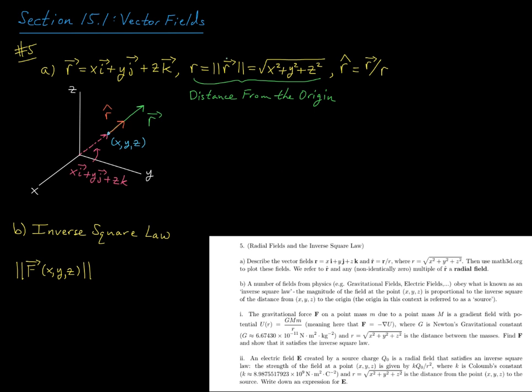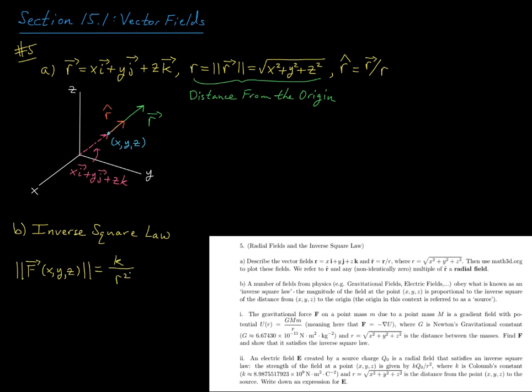All right, so now the distance from the origin is just this scalar r. So to say that the magnitude of our vector field at the point xyz is proportional to the inverse square of this distance is really saying that this magnitude is equal to some constant of proportionality k divided by the square of that scalar r.